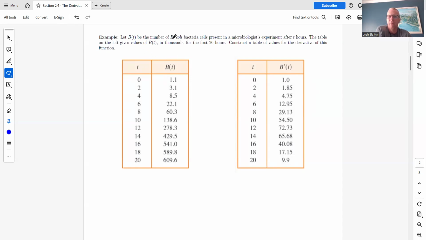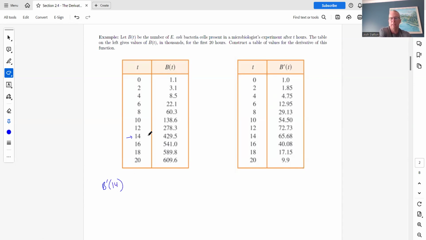So B of T is the number of E. coli bacteria cells present after T hours. The T on the left gives values of B of T for the first 20 hours. So we're going to construct a table for the derivatives, and it's already done. I'll do a couple of them, and then you can work through the rest and make sure you get the right answers. But essentially, let's just pick 14. Let's find B prime of 14.